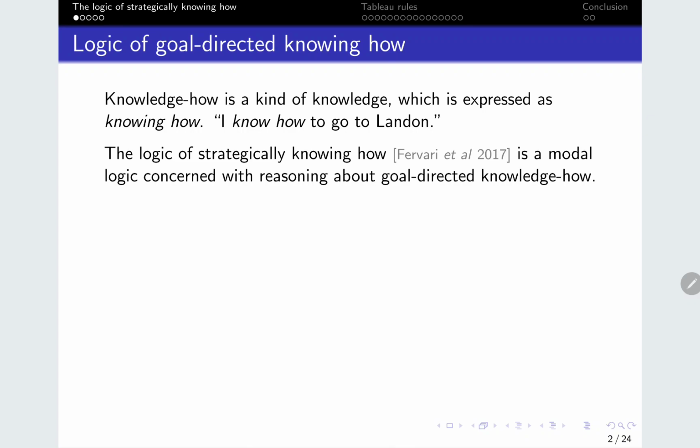In this paper, a logic is proposed to capture the reasoning about goal-directed knowing how, and is called the logic of statically knowing how. Next, I will briefly introduce this logic. If you want to know more about this logic, you can read this paper.